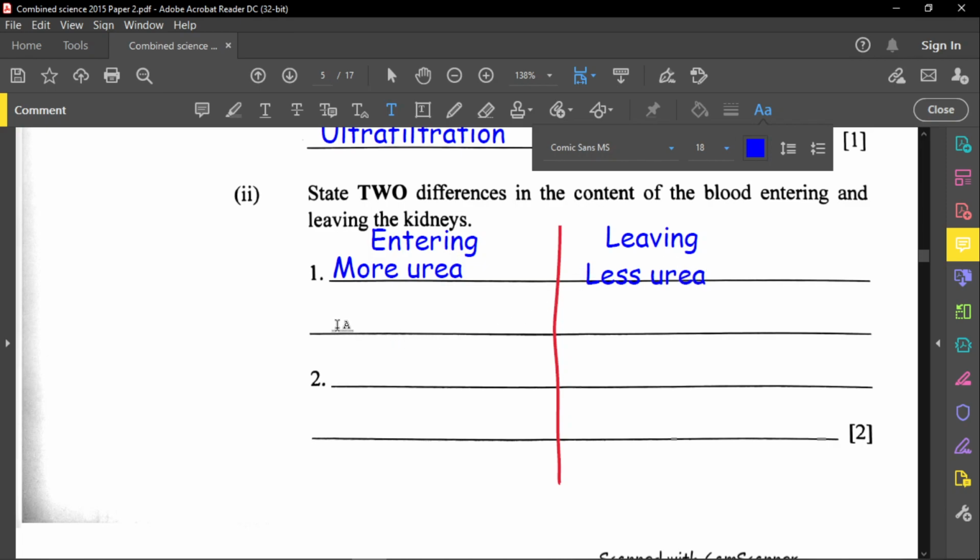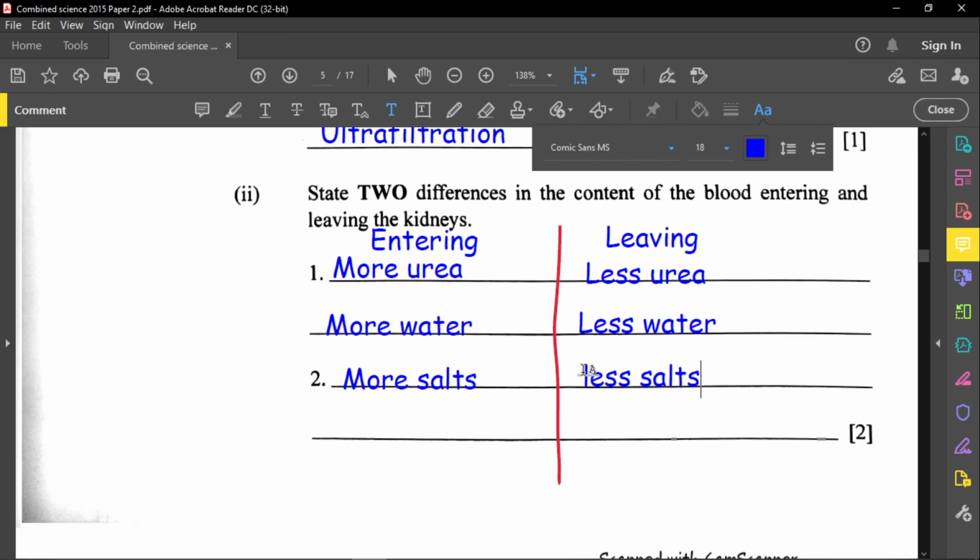And then another one here could be more water going towards the kidney, because remember the kidney will form urine. There's more water going in, and what is coming out of the kidneys will be less water. And also we could have more salts going in, because these are the 3 major components in urine. So I'm just putting that in there. So that would be more salts going in, and what is coming out will be less salts.